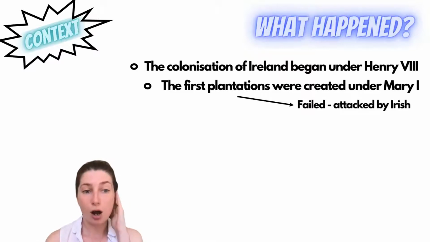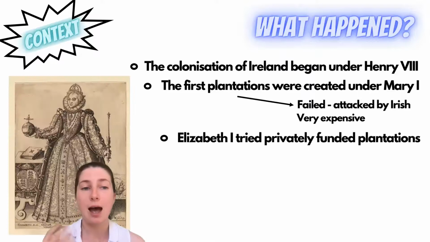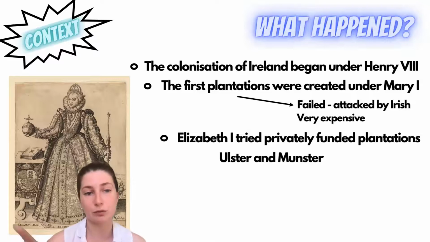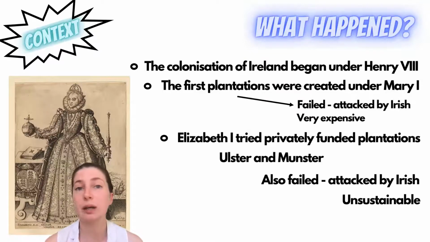Even despite these very harsh methods, these plantations failed. They were attacked routinely by the Irish. They were very expensive and they didn't work. Elizabeth, who succeeded Mary, also tried plantations. She decided to try privately funded ones, encouraging noblemen to go over and establish their own plantations at their own cost. She focused heavily on the areas of Ulster and Munster. However, these also failed because they were again attacked by the Irish. They were very unsustainable, and it was incredibly difficult to keep control of these places.